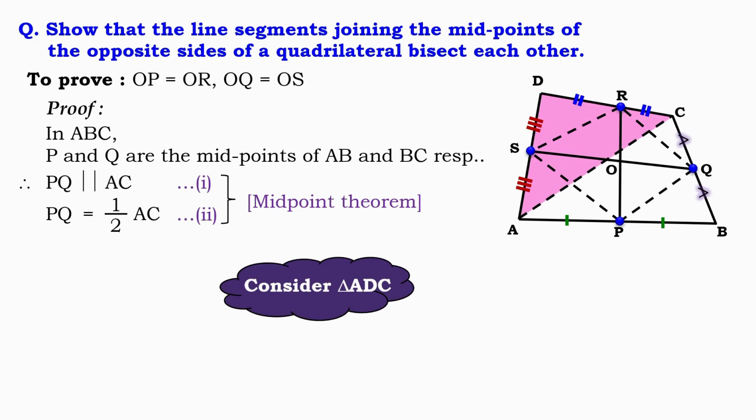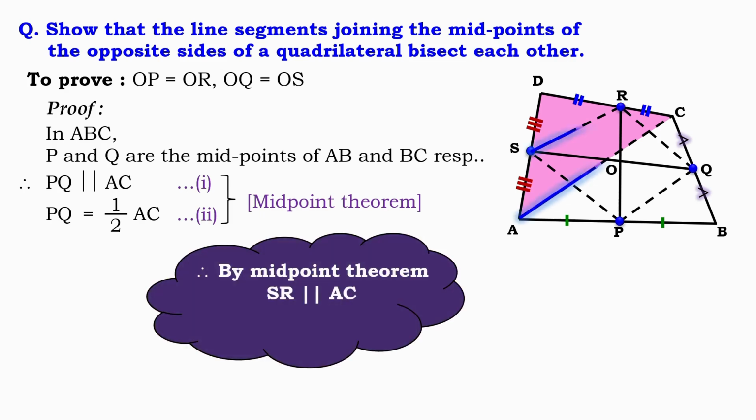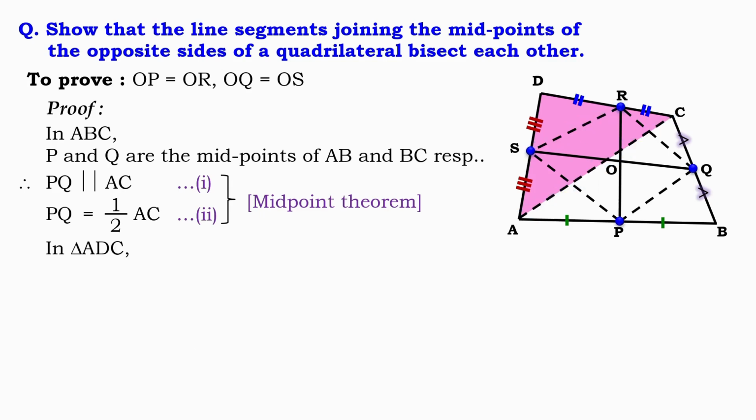Now consider triangle ABC. So it is highlighted. S and R are midpoints of AD and DC respectively. So by the midpoint theorem, SR is parallel to AC and also SR is equal to half of AC. So we will also write that.